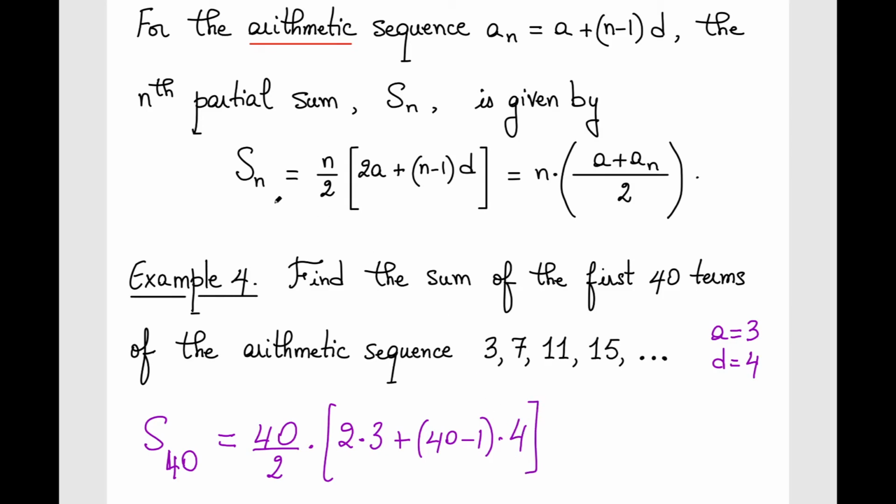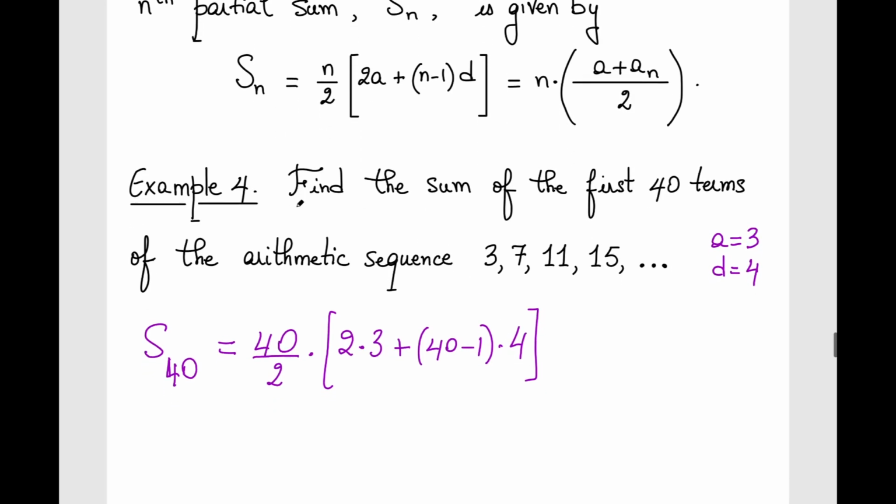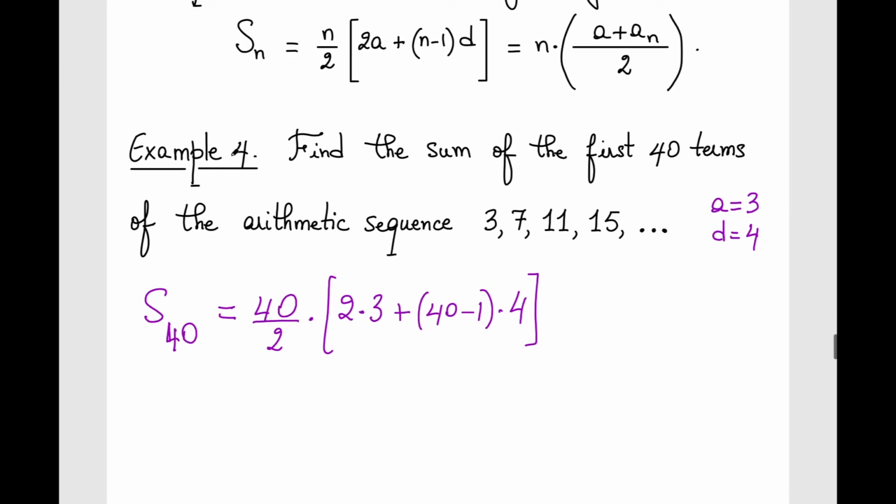Correct? So it's an application. You just apply it. I mean, it's way simpler than the proof of it, obviously. So you just replace n by the appropriate choice, which is 40 in this case, and a, which is the first term, and d is the common difference. You just add that.